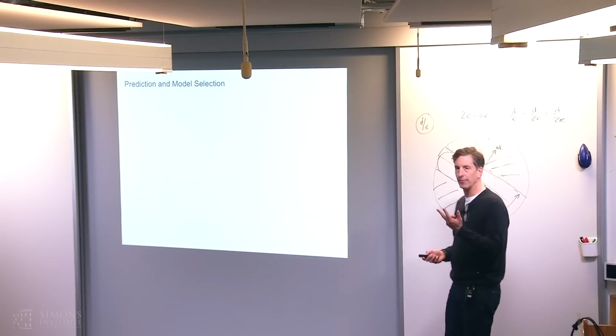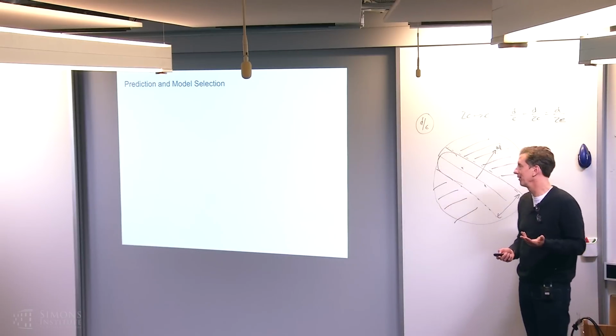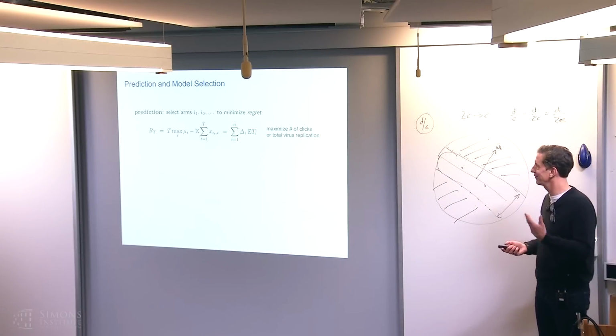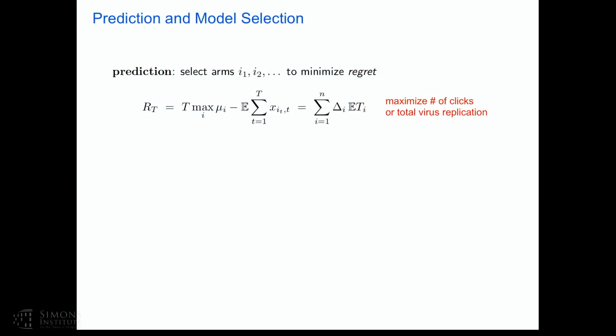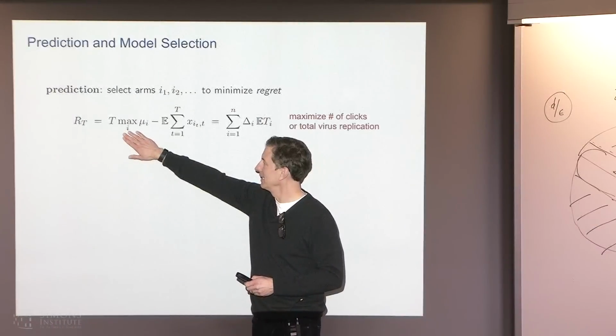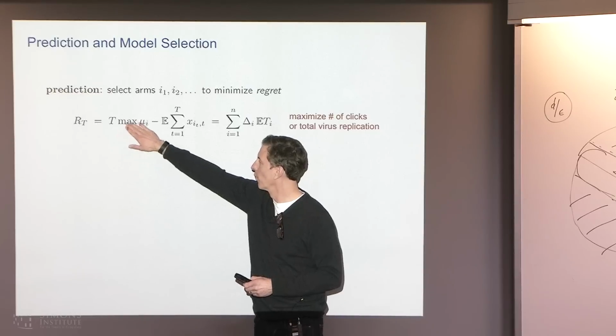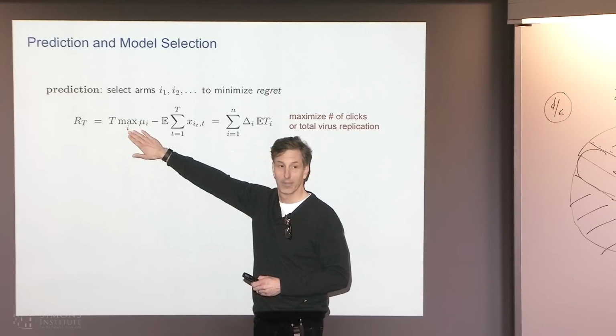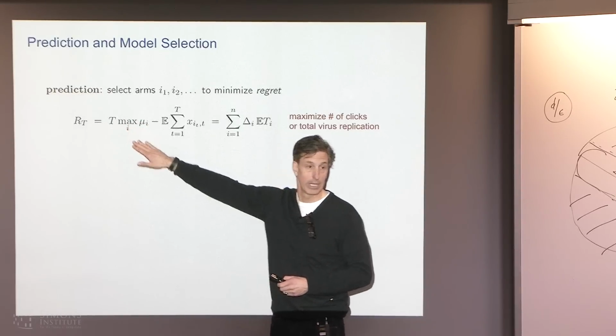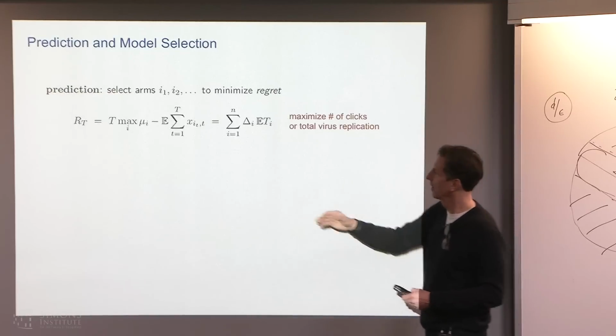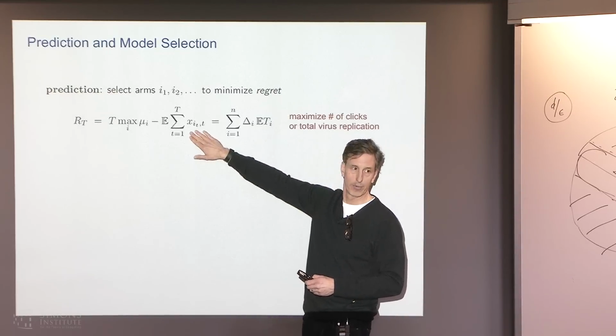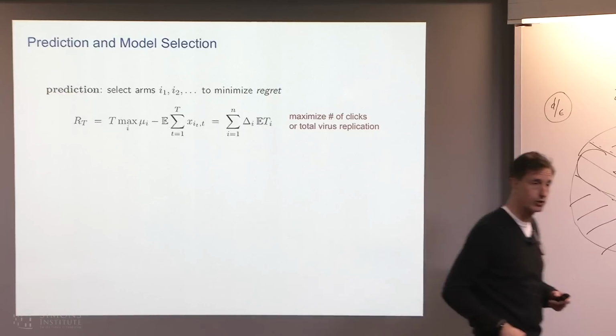OK, so two problems we could look at. One is, well, I'll call it a prediction problem. This is just where we're trying to minimize our regret. That's just, again, the difference between the reward we could get, the expected reward we get if we always played the best arm, and then we're comparing that to the expected rewards we get based on what we actually do play.